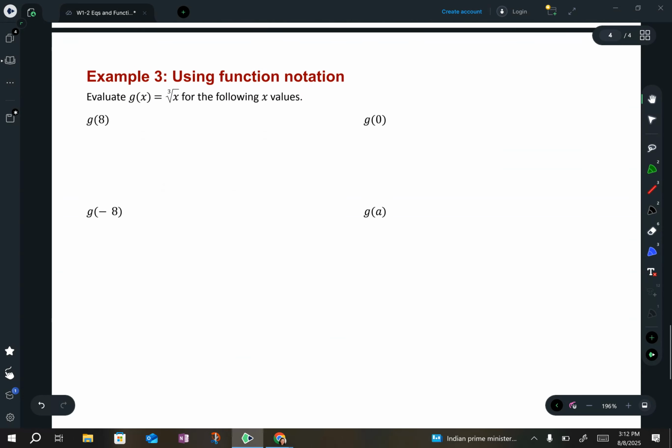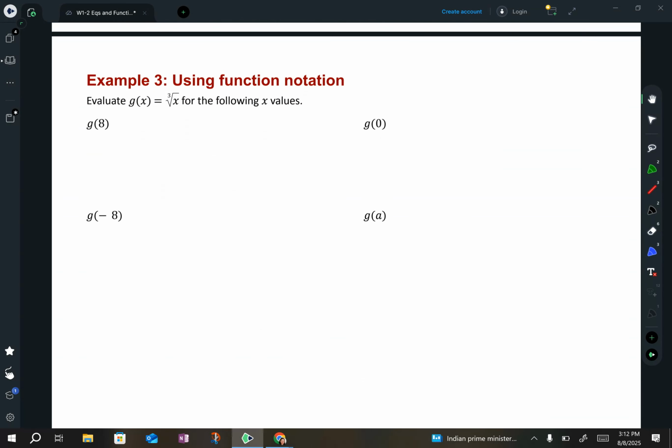All right, we're going to do example 3 of using function notation. Our function is going to be new. We're going to call it g this time. g of x equals, and this means the cube root of x. So the square root means that you square the number to get it. The cube root means you cube the number to get it.